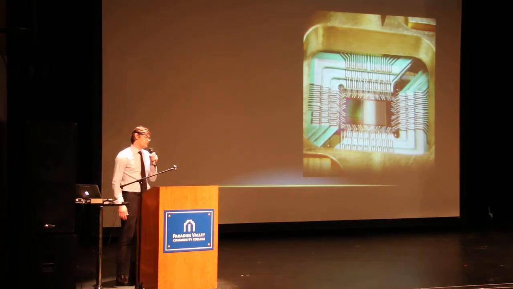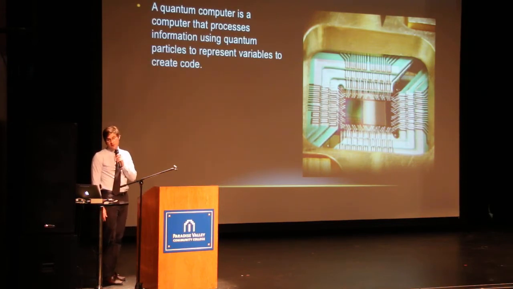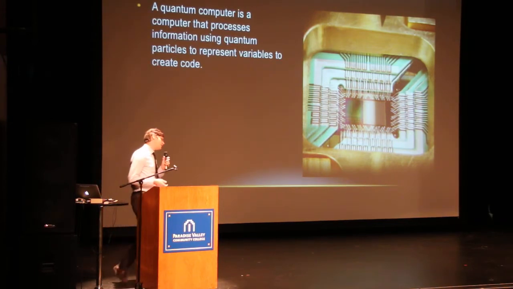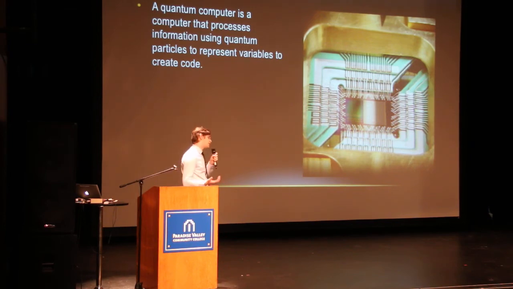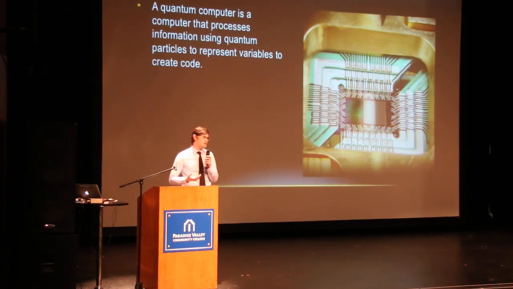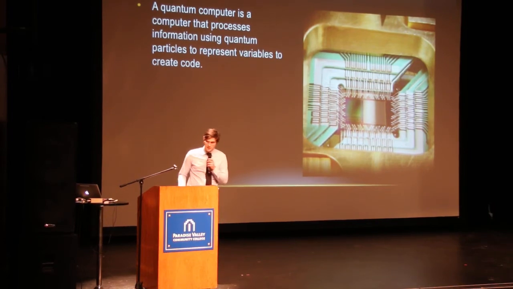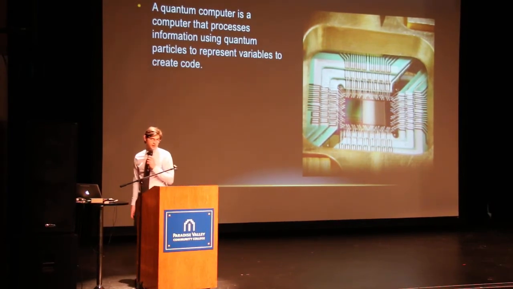Alright, so what is a quantum computer? It's hard to explain, but I'll do my best. A quantum computer is a computer that processes information using quantum particles. Conventional computers use a whole bunch of transistors, usually millions or billions now, and diodes. So it's made out of atoms, obviously. This is just made out of generally an electron.